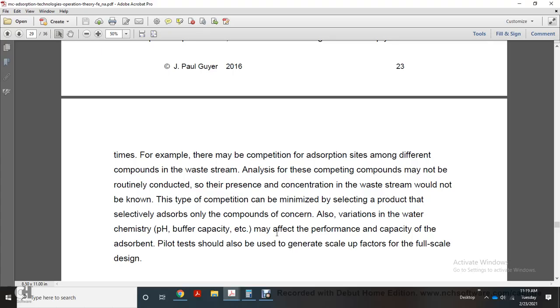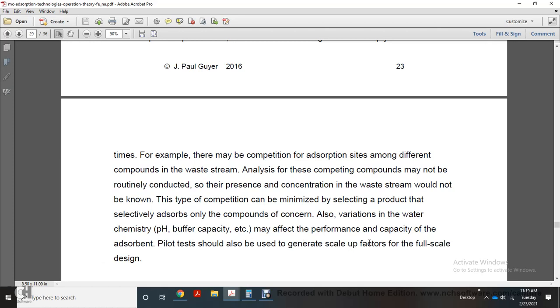The analysis of the competing compounds may not be routinely conducted, so the presence of them in the water stream would not be known, but the type of competition may be minimized by selecting a product that selectively adsorbs the carbon of concern. Also, variation of the water chemistry, pH, buffer capacity, etc. may affect the performance capacity of the adsorbent.